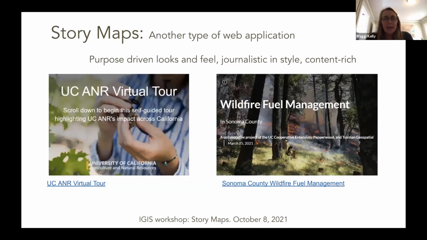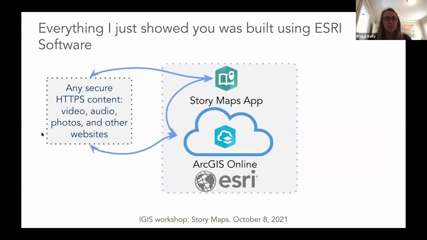One particular type of web app in the Esri universe are these story maps. They're another web app, and they have a very purpose-driven look and feel. They're very journalistic in style. They're very content-rich. I have a couple of examples here from ANR, the virtual tour, as I mentioned before, and a lovely one from Sonoma County looking at wildfire fuel management. These, as you know, are very content rich and really immersive storytelling.